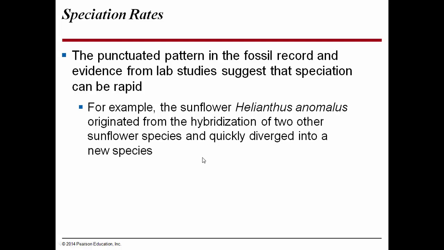The punctuated pattern in the fossil record and the evidence from lab studies suggests that speciation can be rapid. For example, the speciation of the sunflower Helianthus anomalus originated from the hybridization of two other sunflower species and quickly diverged into a new species.